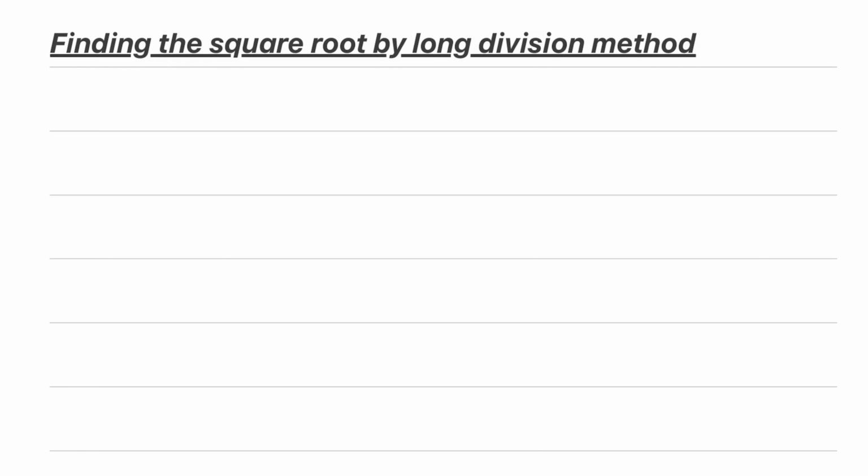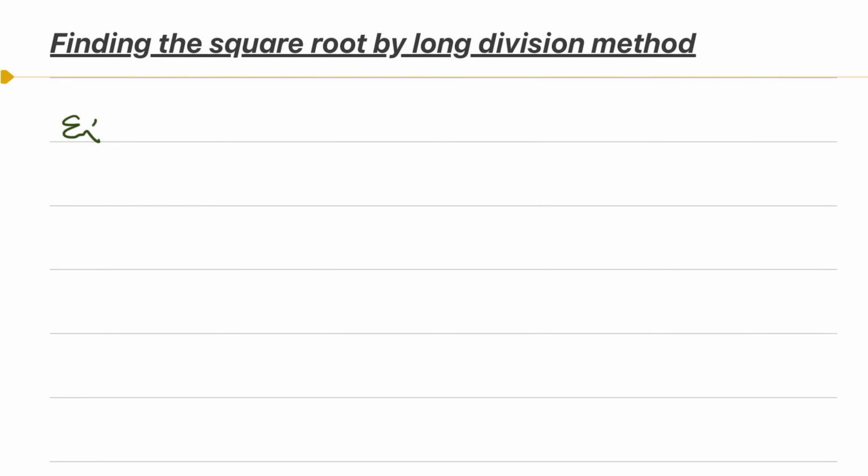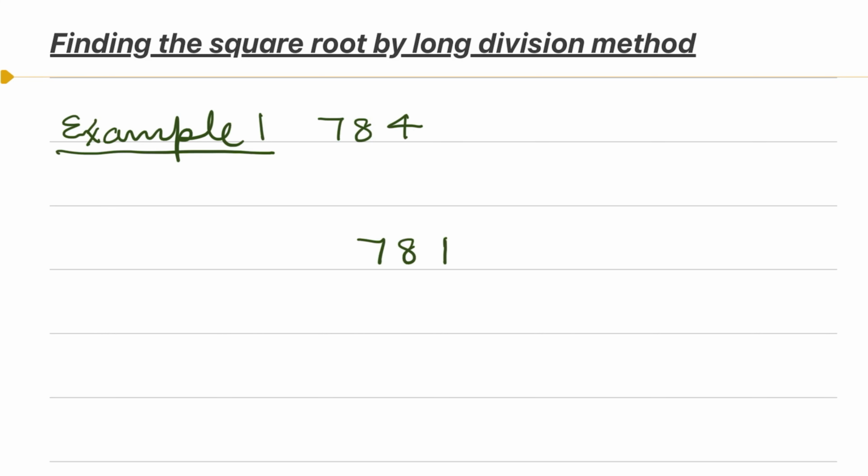So just see, there are few concepts which you need to know. So let's start with example 1. Let's take a 3-digit number first. 784. So I have to find out the square root of 784. In the long division method, here we have to see the number of digits and we have to start pairing from the right hand side. So pairing of numbers.